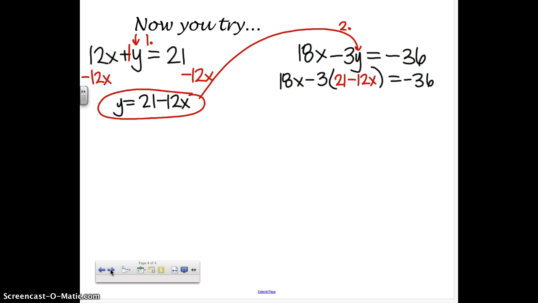So, 18x, do the distributive property, because step 3 is another solve step. So we're going to solve here for x because now x is the only variable remaining in this equation. Okay? Do the distributive property. 3 times negative 3 times positive 21, negative 3 times negative 12x. Negative 3 times positive 1 is minus 63 plus 36x. Equals negative 36. Collecting our like terms, 18x and 36x. 54x minus 63 plus negative 36.